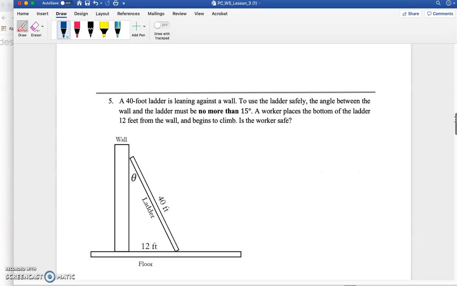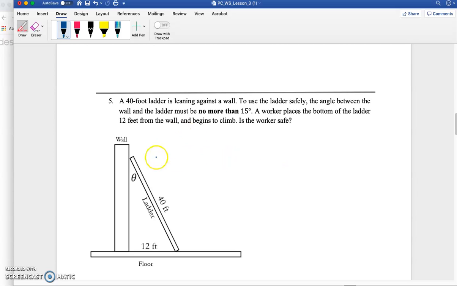So we have another right triangle question. Let's look at it. It says a worker places the bottom of the ladder 12 feet from the wall and begins to climb. Is the worker safe? To use the ladder safely, the angle between the wall and the ladder must be no more than 15 degrees. So anything greater than 15 is not a safe work environment, right? So the ladder maybe will fall.